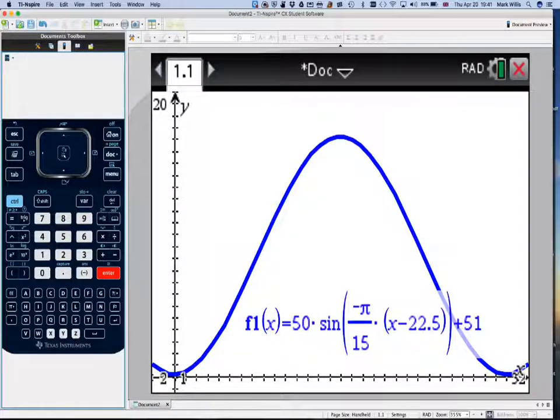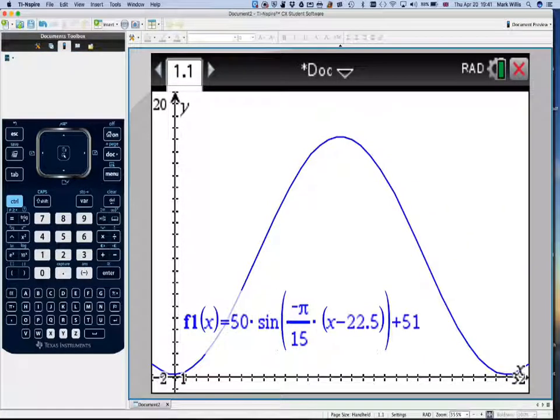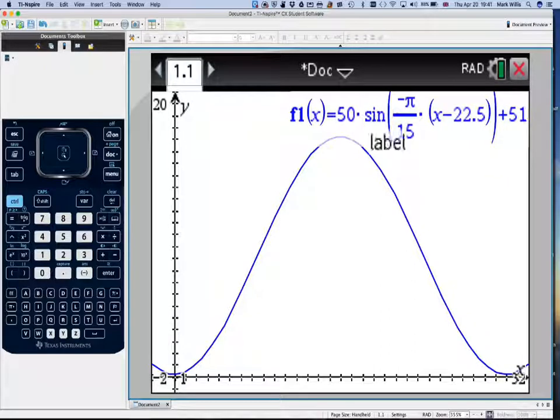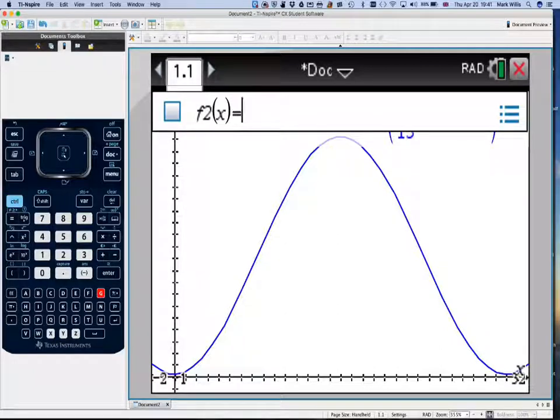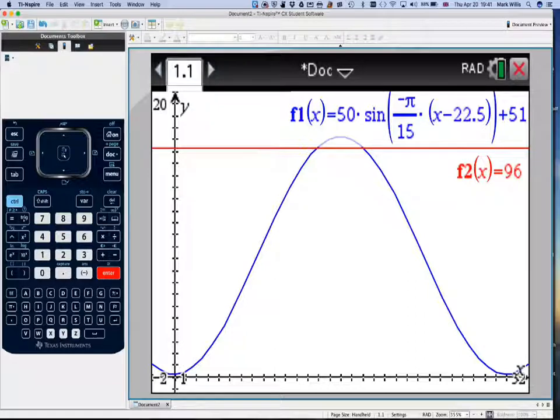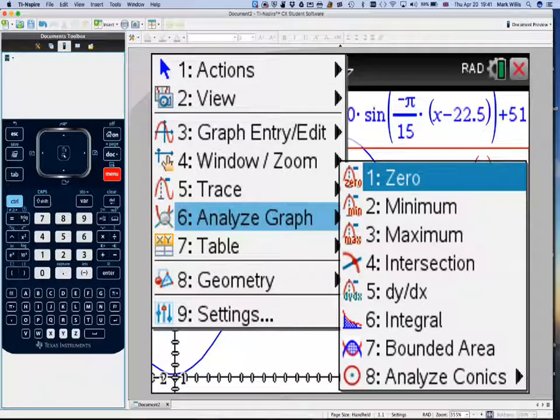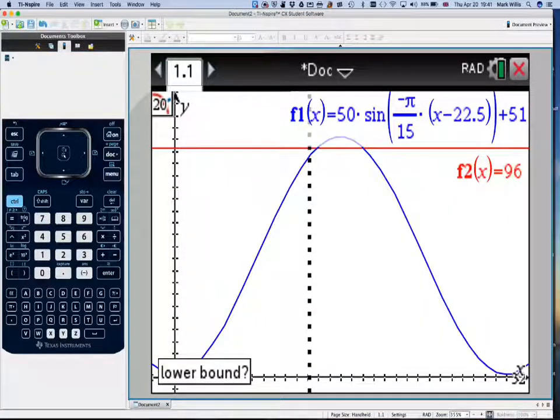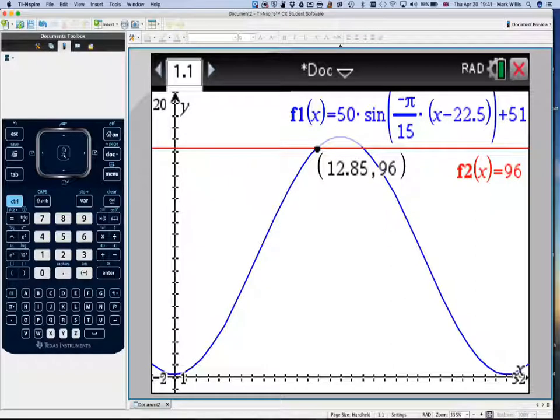Okay, just going to pull the label a little bit out of the way. We need to put on 96 there, so command G and then put in 96 and press enter, and we need the first point of intersection, which is there. So to do that, we go menu, analyze graph, intersection, and go to the left and to the right.